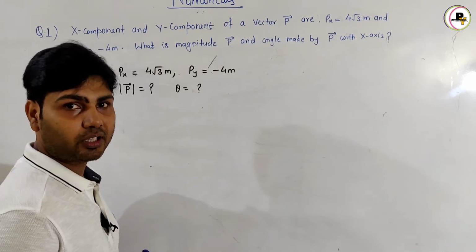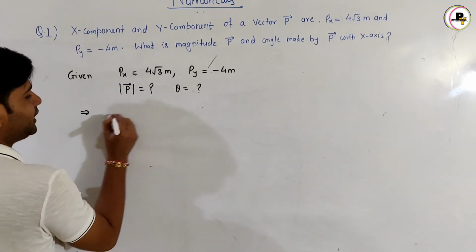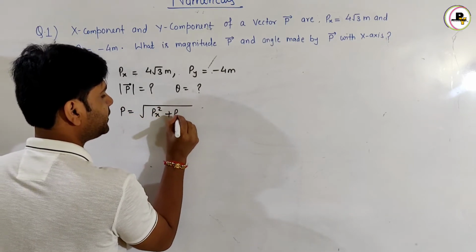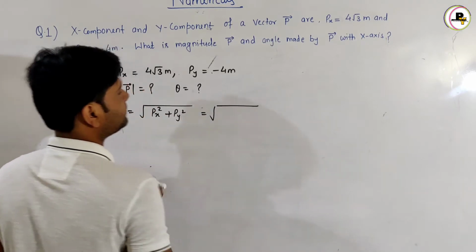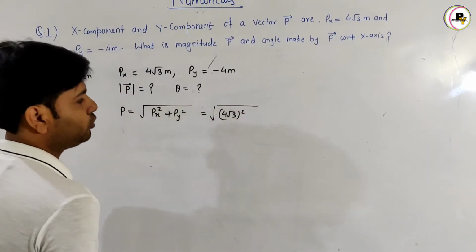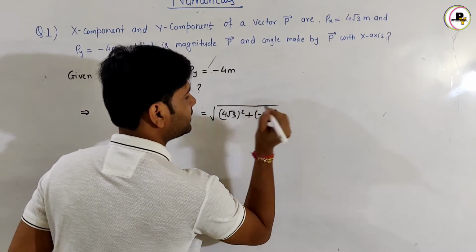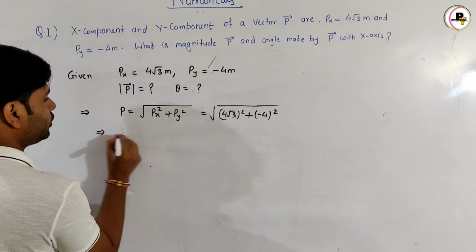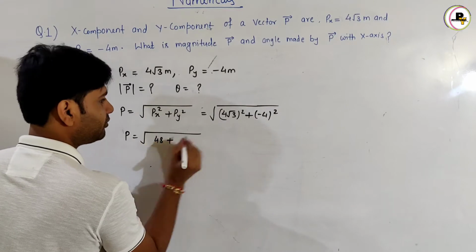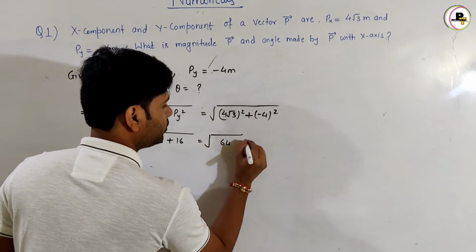So for magnitude we know that the magnitude of the resultant vector in the resolution along the 2-dimensional axes is equal to the square root of the sum of the squares of its components along the x axis and y axis. So I can write P equals square root of Px square plus Py square. Px is 4 root 3, so we take the square of 4 root 3, plus Py, which is minus 4, so we take the square of minus 4. Therefore P equals square root of 16 times 3, which is 48, plus 16, which is the square of minus 4. So it equals square root of 64, that is 8 meter.